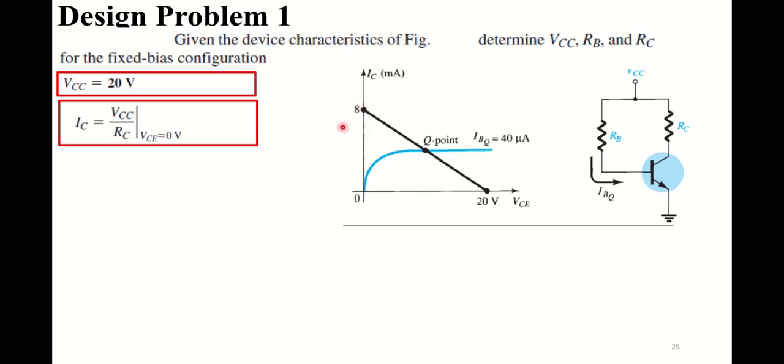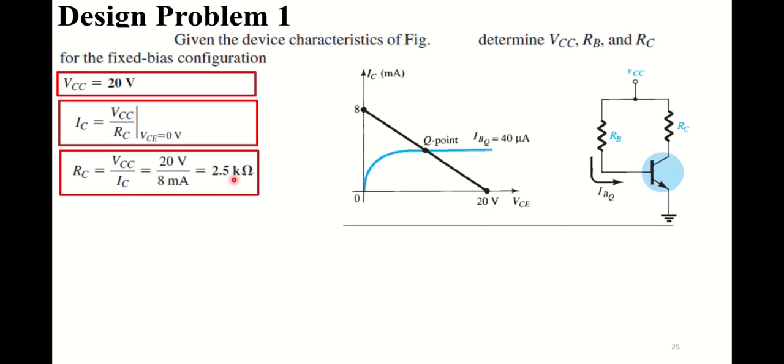By looking at the graph, we can see that IC is equal to 8 milliamperes. So by replacing this value in this equation, we get RC is equal to 2.5 kilo ohms.